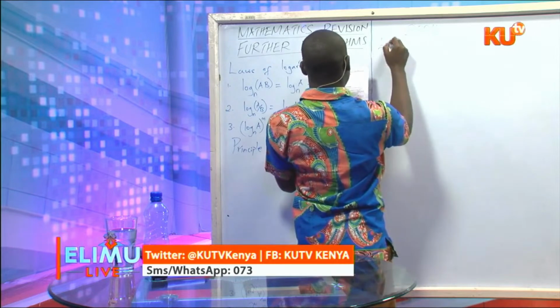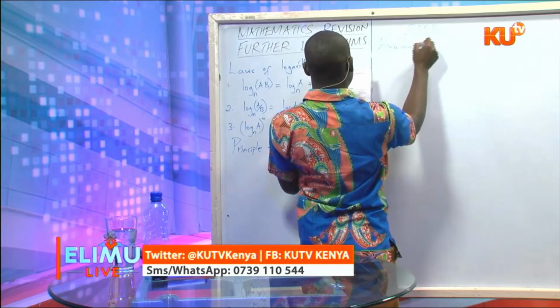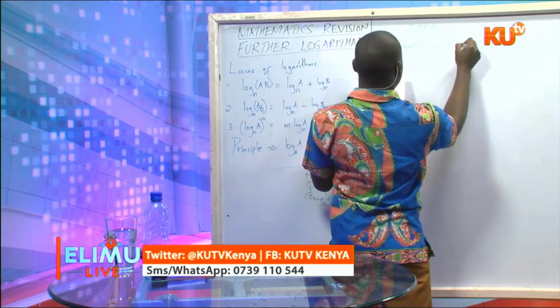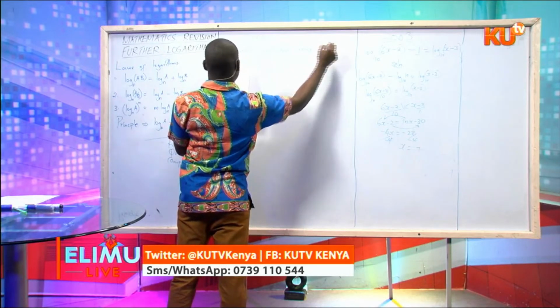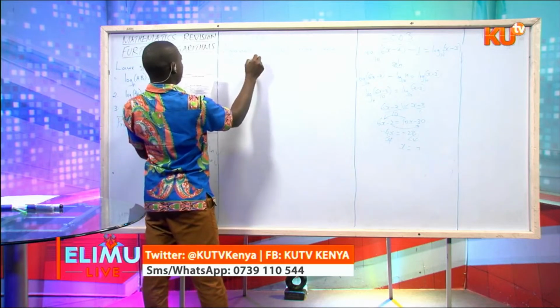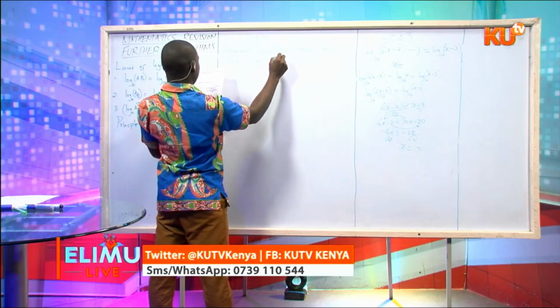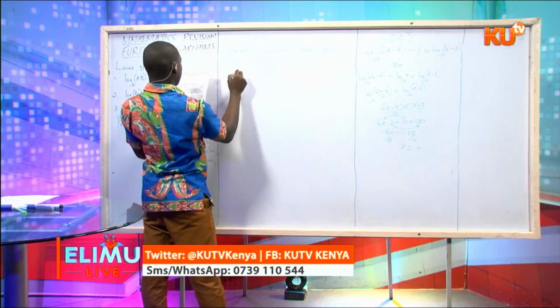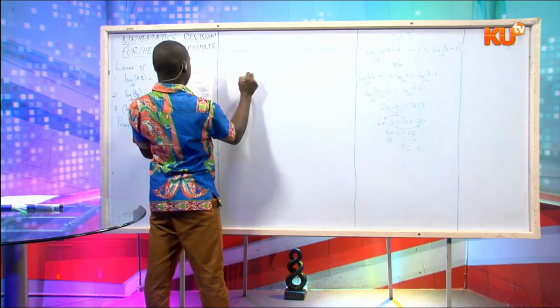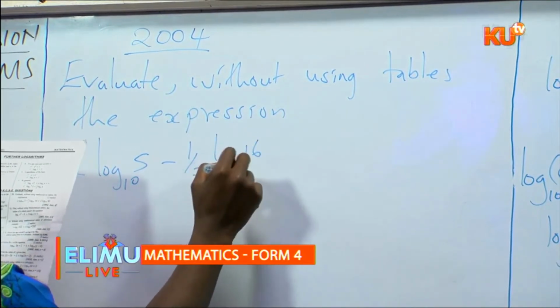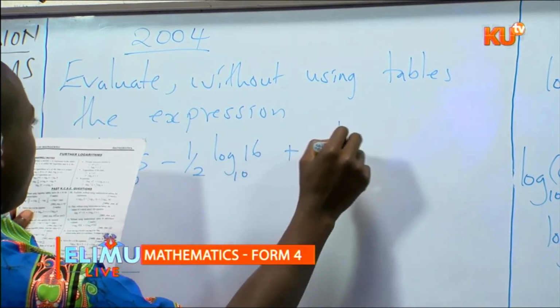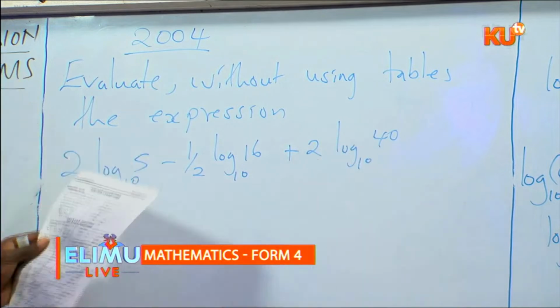We are told to evaluate, without using tables, the expression: 2 log 5 base 10 minus a half log 16 base 10 plus 2 log 40 base 10.